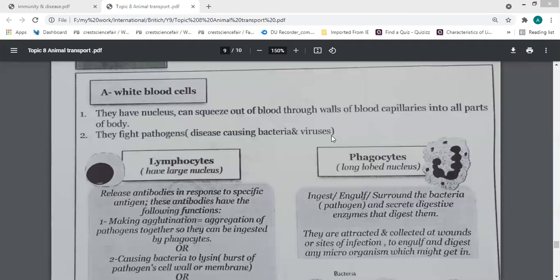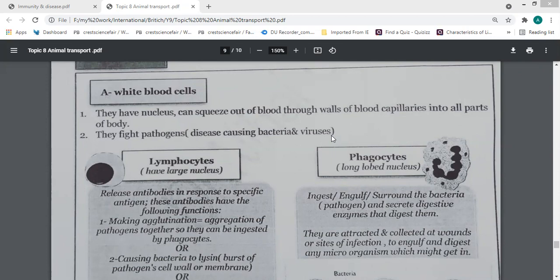Today we are going to complete the last topic, which is immunity and disease. In this session, we will focus on the role of white blood cells, which defend the body against microbes and attack them. So firstly, we must know the structure and the types of white blood cells to understand their function.